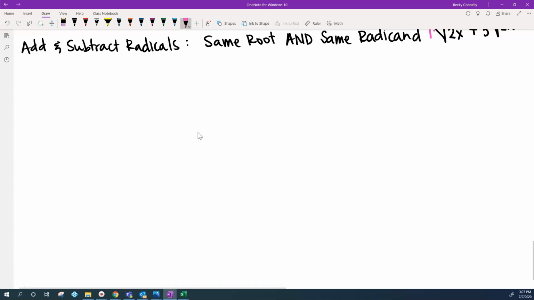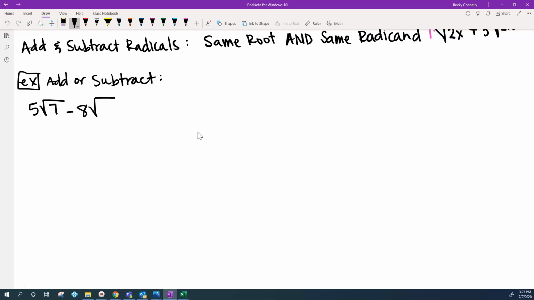Start off with add or subtract. Our directions here, and then we're given 5 square root of 7 minus 8 fourth root of 11 plus the square root of 7 plus 12 times the fourth root of 11.